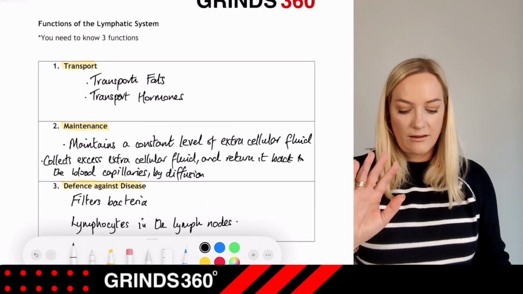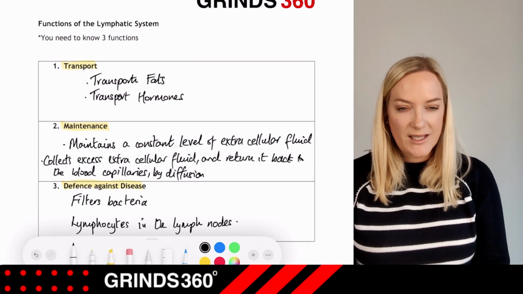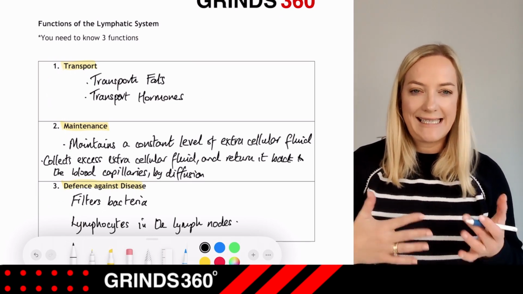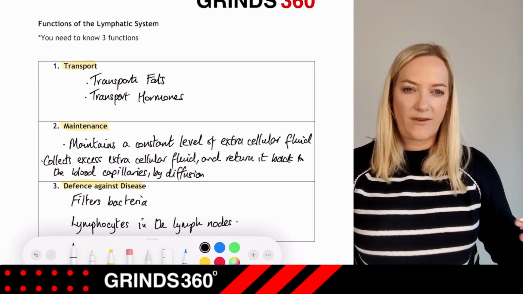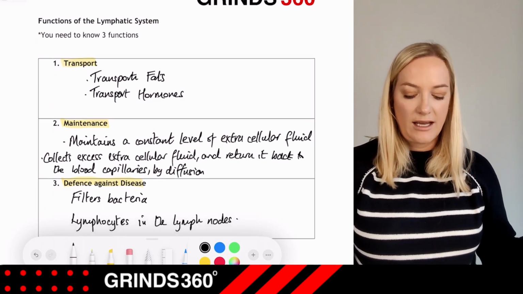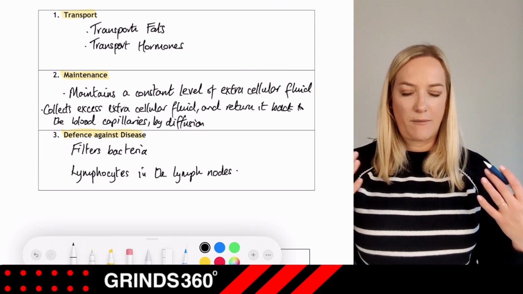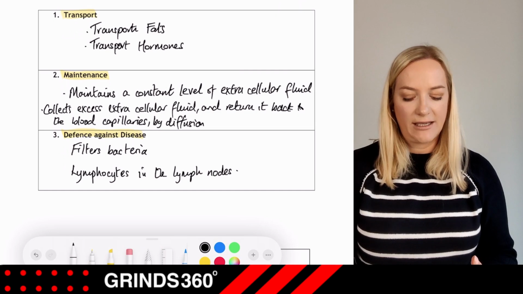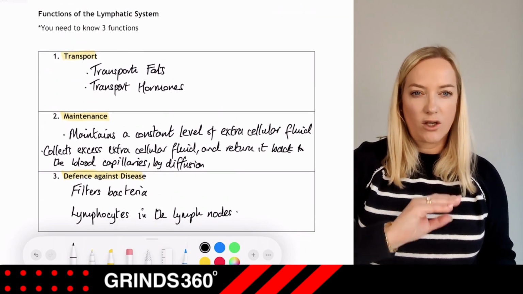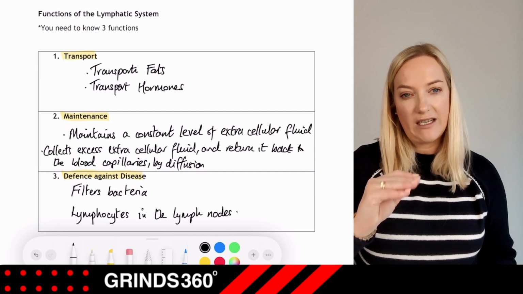So, 3 functions of the lymphatic system we need to know. Transport. What is it transporting? You'd need to let them know, don't just say transports on its own. It's transporting fats and hormones. It's maintaining a constant level of extracellular fluid for maintenance. The defense against disease is that it filters bacteria. And what you're doing there is qualifying your answer, so that you really know what you're talking about.